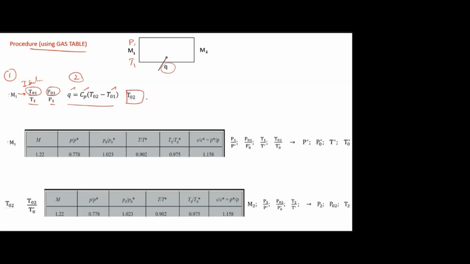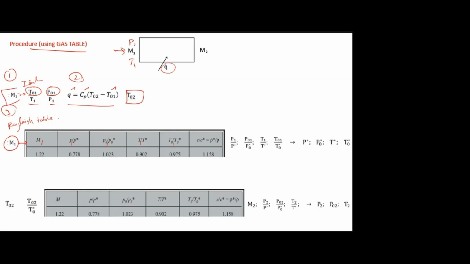So this is common. Then third step, for this M1 itself, you should go to the Rayleigh table. From the table you can find these ratios. For example, if this is M1, you will get P1 by P star, P01 by P0 star, T1 by T star, T01 by T0 star. All this you can find. The third step is different.